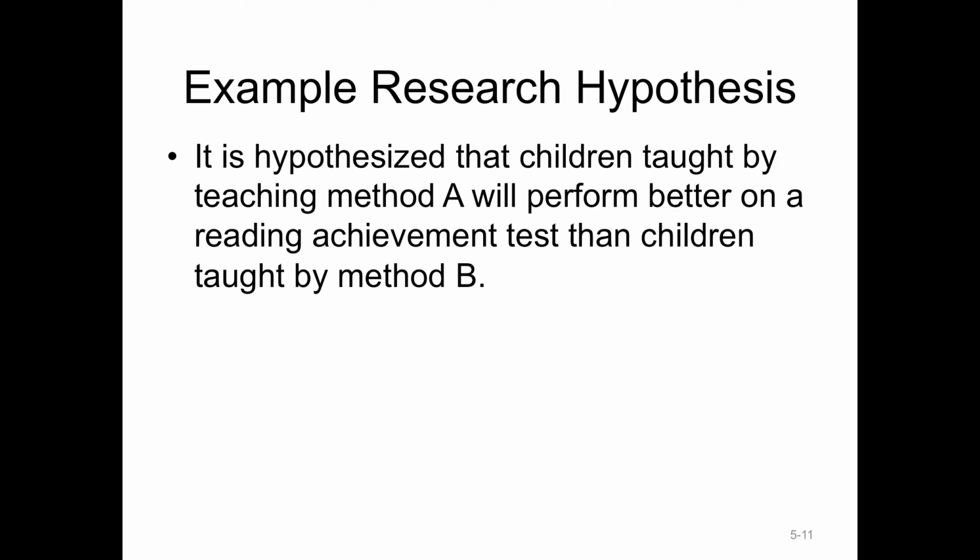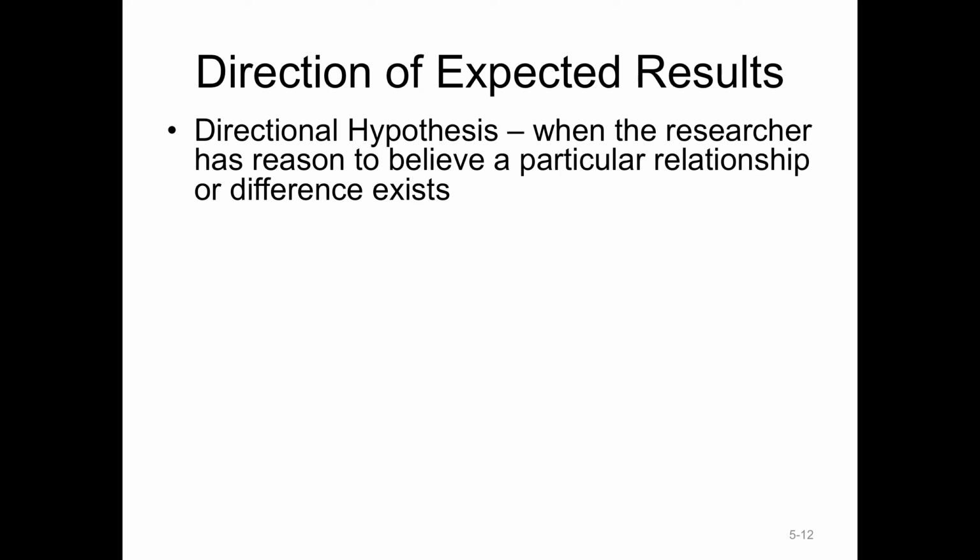It's hypothesized that children taught by teaching method A will perform better than those taught by method B. That's just one example, and this is called a directional hypothesis. So one is better, one is greater, one is an improvement over the other.